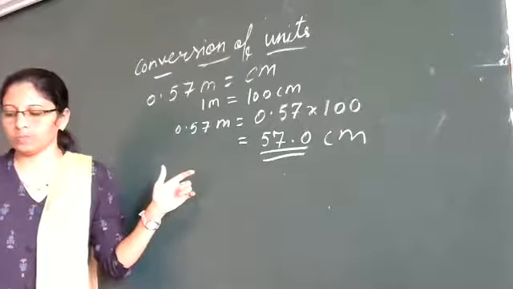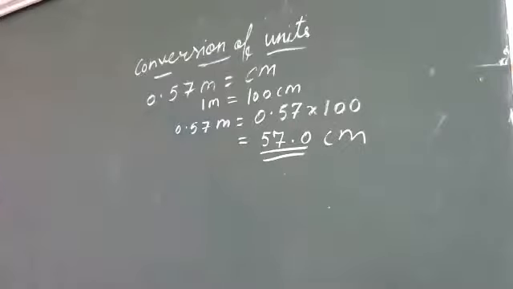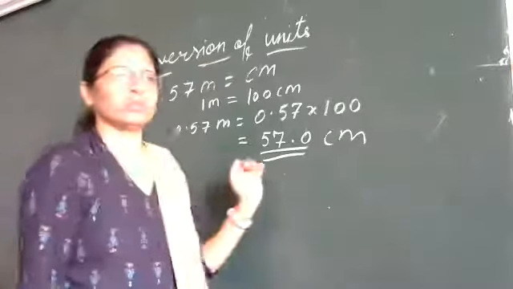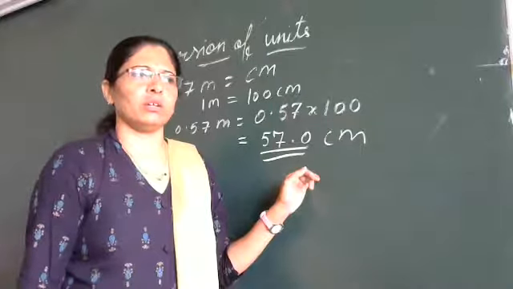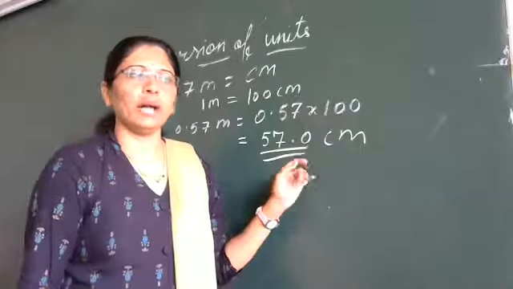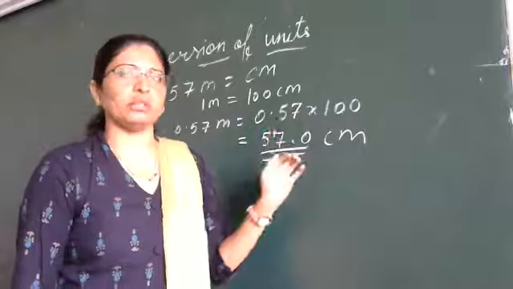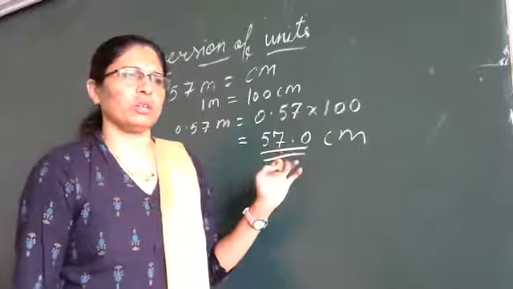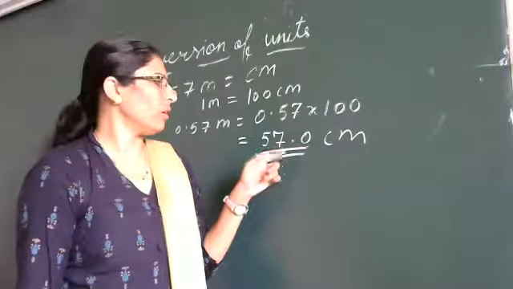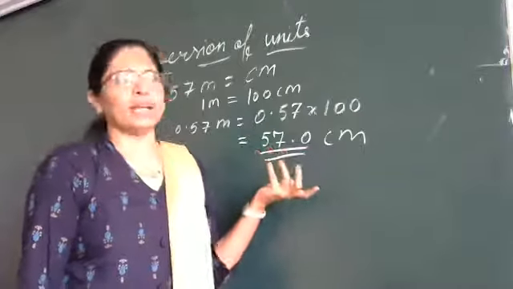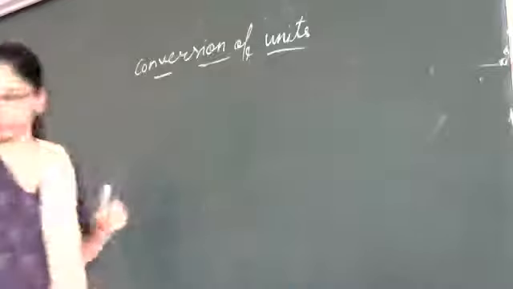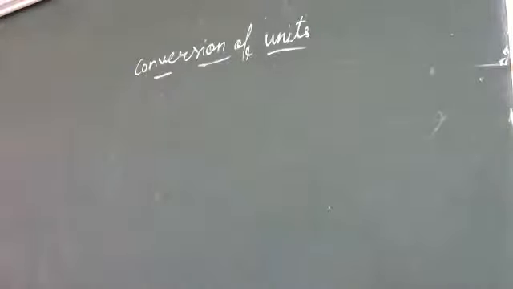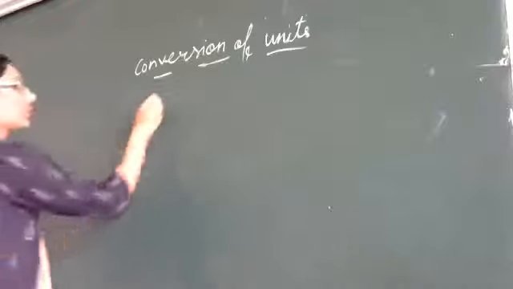Understood? Yes, ma'am. Ma'am, we can write 57.0 or 57.5. Both, anyone can write. Both are correct.